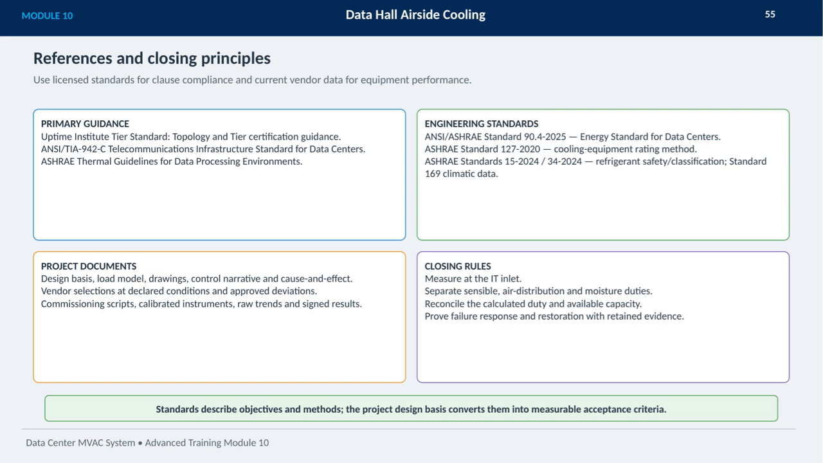For project execution, comprehensive documentation such as design basis, load models, control narratives, and commissioning scripts is critical. Always measure at the IT inlet, separate sensible and moisture duties, and verify both capacity and failure response through documented evidence. Standards set the objectives, but it's the project design basis that turns these requirements into clear, measurable acceptance criteria, ensuring a reliable and efficient data center cooling system.